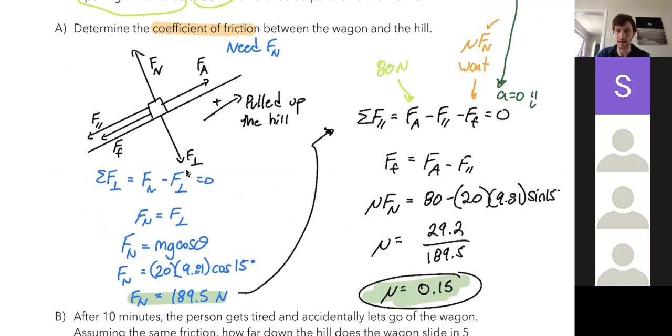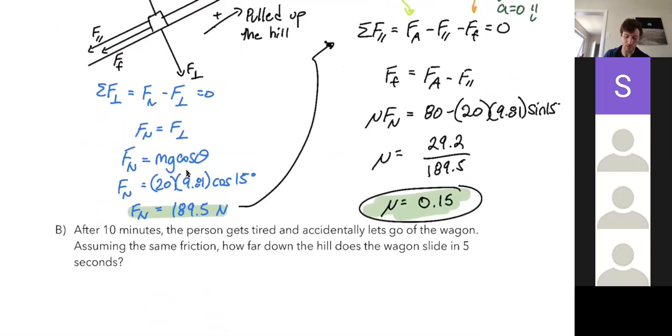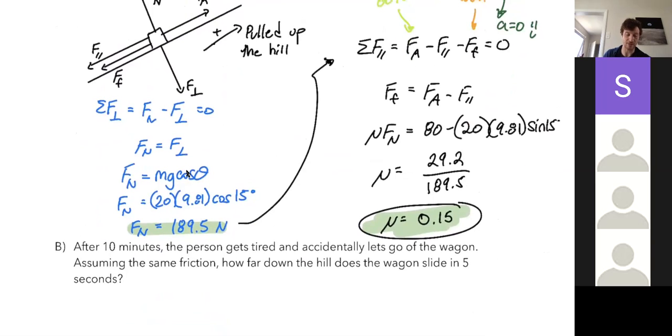This is as complicated as a question can get. 3 forces in the parallel direction: an applied force, a parallel force, and a force of friction. When you are dealing with an applied force, you're most likely going to be given the mass because applied forces have nothing to do with masses. So you can't cancel out if you don't have the mass. Now, after 10 minutes, the person gets tired, lets go of the wagon. It starts to slide down.